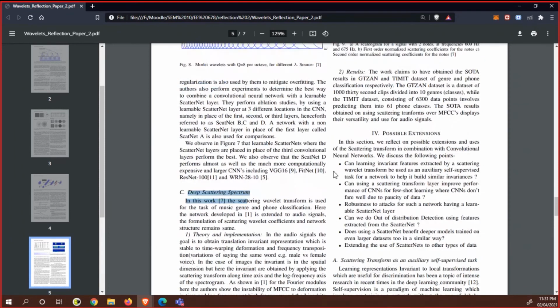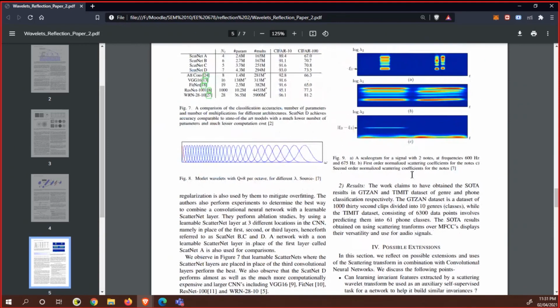Over here they perform the experiments on two data sets, for music genre classification and phone classification, which are the GTZAN and TIMIT data sets. And they claim to have got state of the art accuracies even when compared to the traditional MFCC technique, which is very popular in the audio signal processing domain.